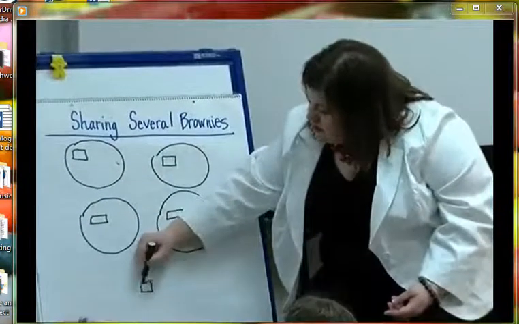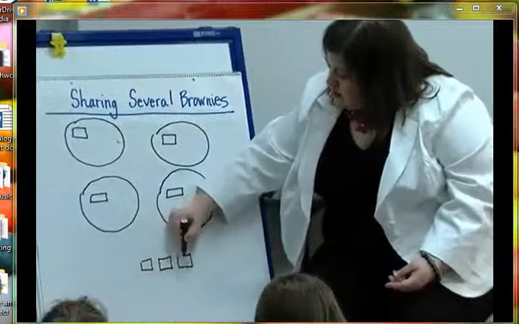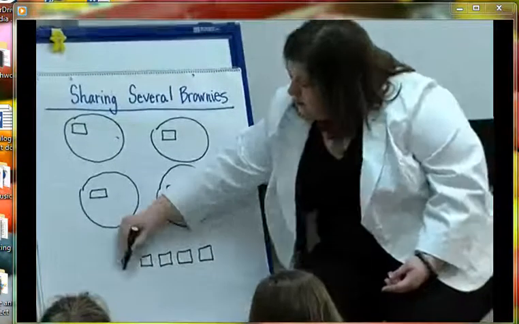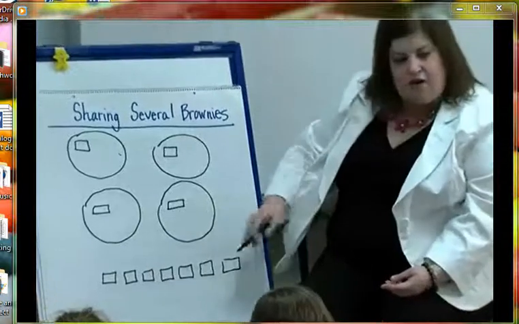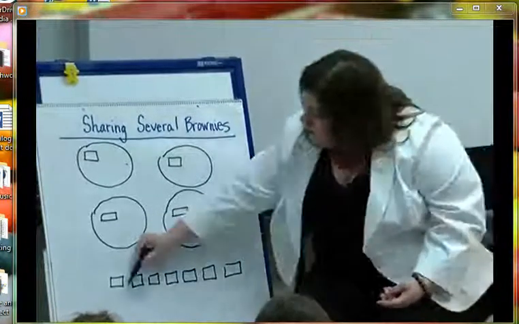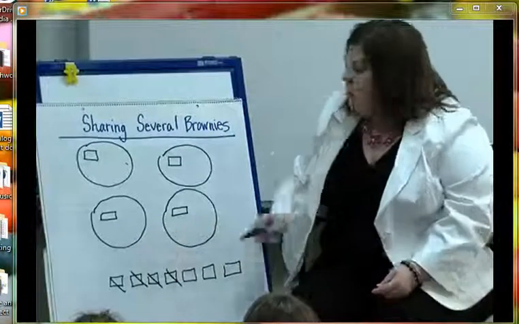Okay, let's draw down here our 7 brownies, and we're going to cross them out as we move along here. Okay, so how many am I going to cross out down here? 4. 1, 2, 3, 4.